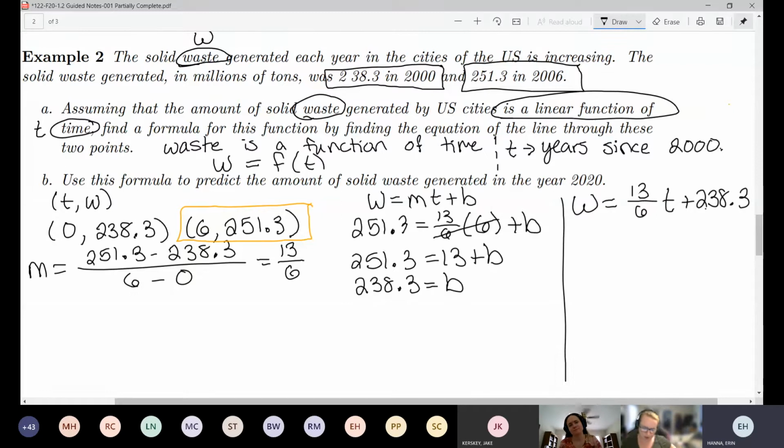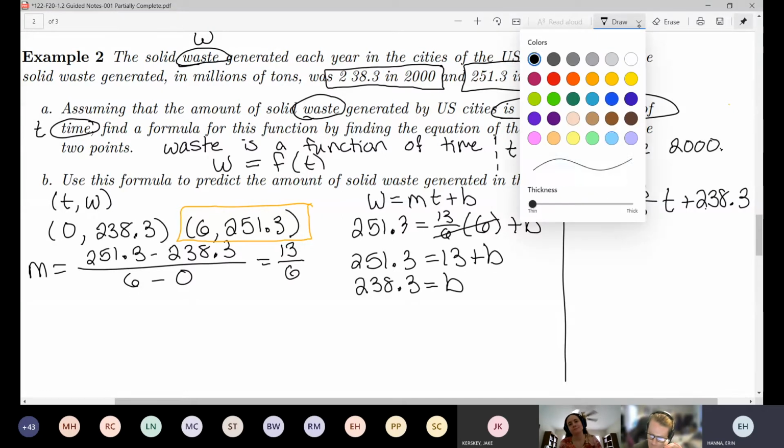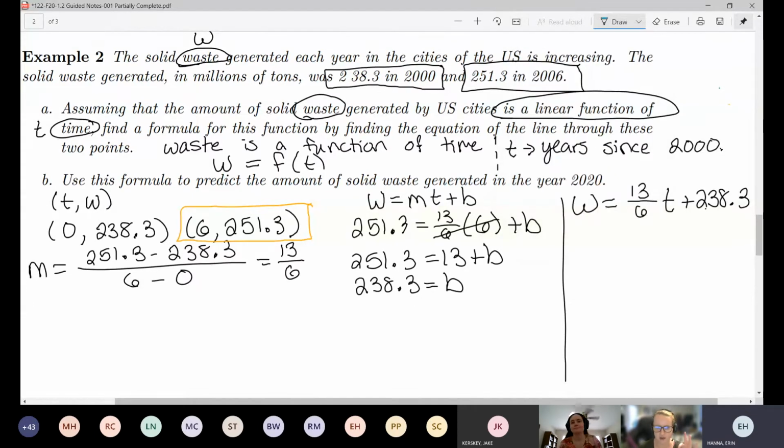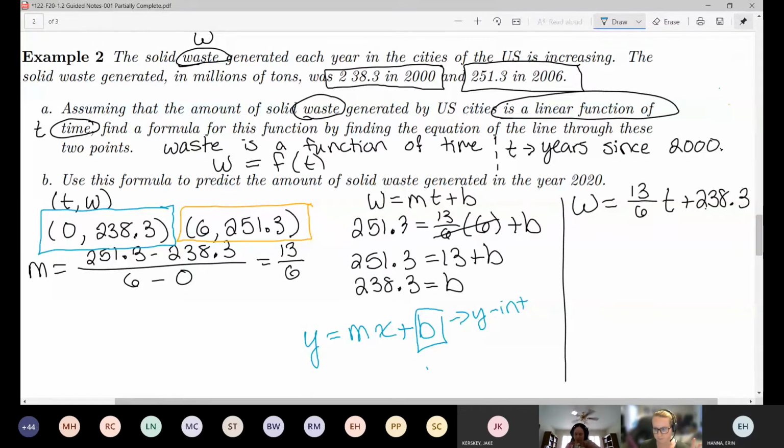So now I want to talk about the two slightly different ways you could have done this one. Before I do the point slope way, let me talk about the shortcut way. The nice thing about this one is that we were given the data point that's associated with t equals 0. In general, y equals mx plus b. The b value is the y-intercept. Now the y-intercept means that x equals 0, so it's the point 0 whatever.